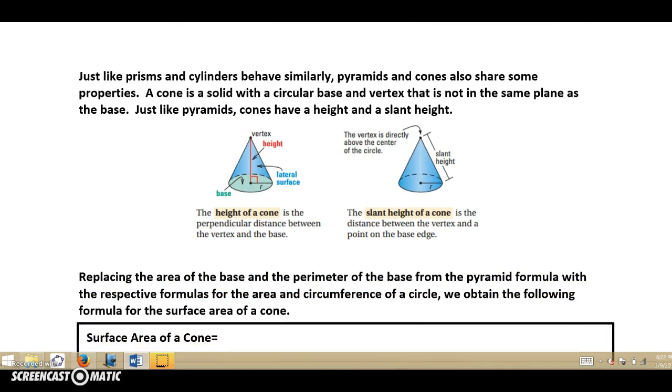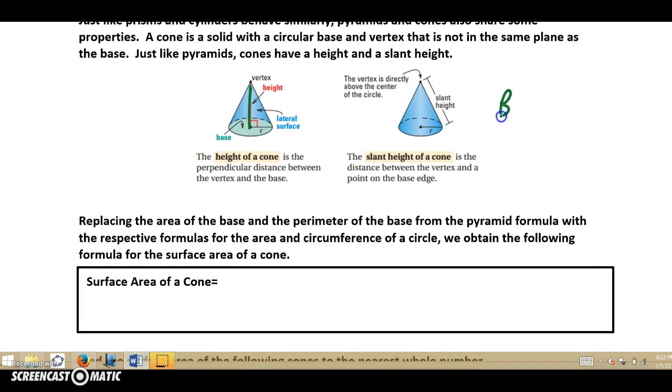Alright, again, remember how yesterday prisms and cylinders behaved exactly the same way? Well, guess what? Cones are no different than pyramids. They will still have a regular height. They will have a slant height as well. Okay, so we're going to have to be careful. But think about the formula for a pyramid for a second. We have base plus 1/2 PL.